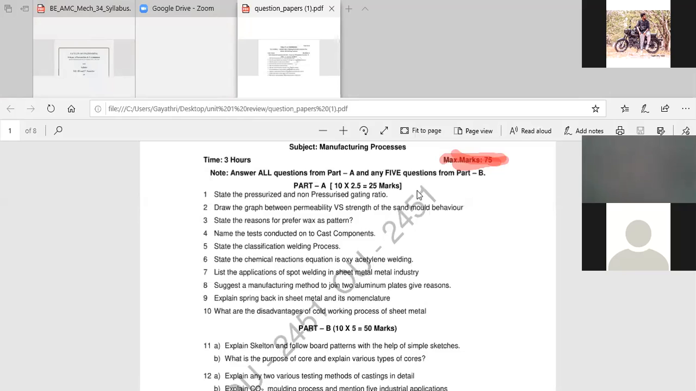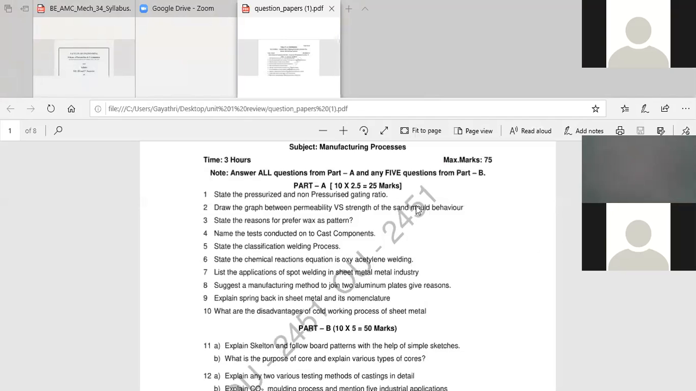What happens if permeability is more? It affects the strength? Tell me the relationship between permeability and strength. If permeability increases, strength also increases. How does it increase? Ma'am, because it decreases the blowholes in the molten metal, that's why the strength increases. Good, to some extent, but please see the textbook. Draw the graph of strength versus permeability.